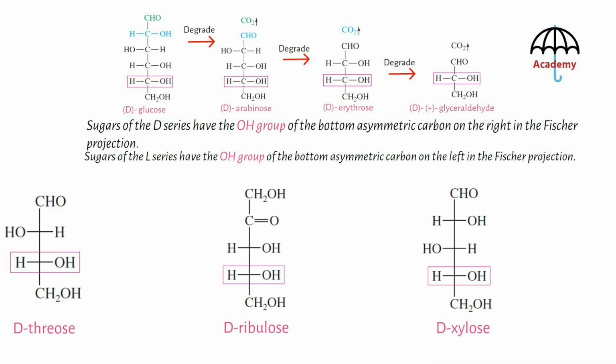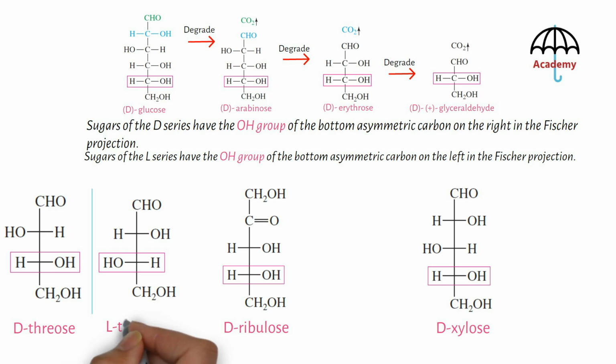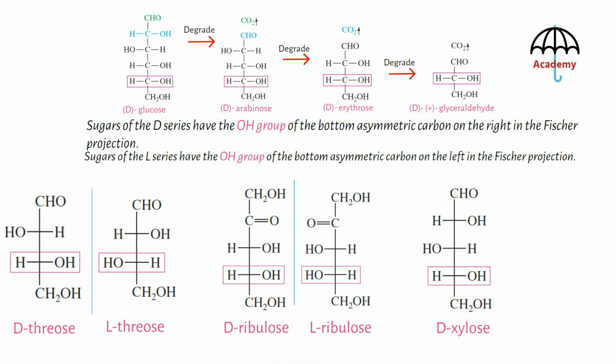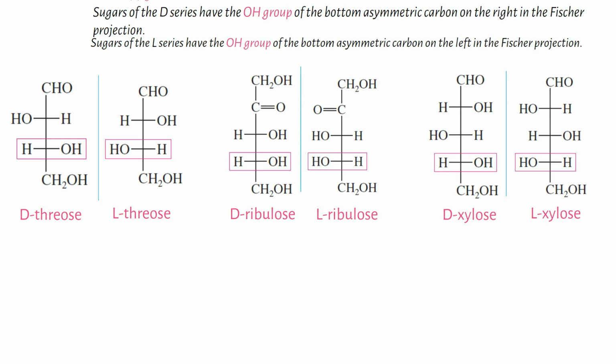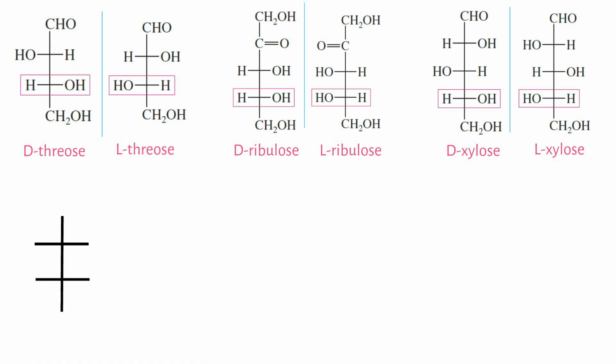The enantiomer of D sugar is always an L sugar. Therefore, the mirror image of this looks like this, having OH of bottom asymmetric carbon on the left side, and is therefore called L-threose. Likewise, the enantiomer of this is called L-ribulose. And this is L-xylose.